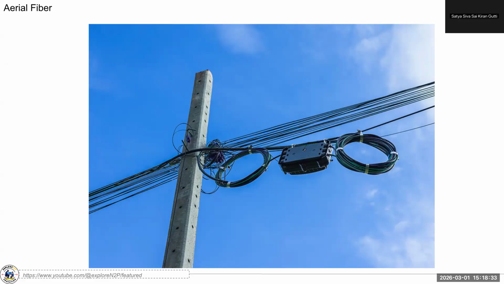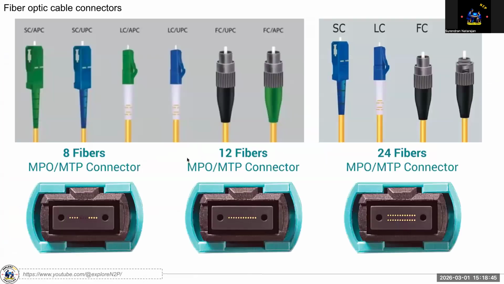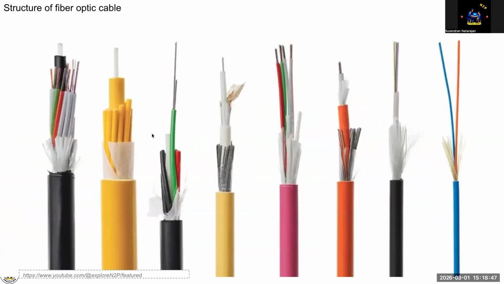I have a doubt here. How is it rolled like that? It is glass, right? Glass will break, right? That is why we are using all these protective materials.